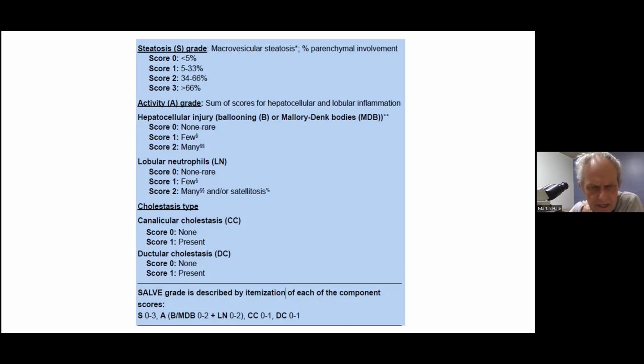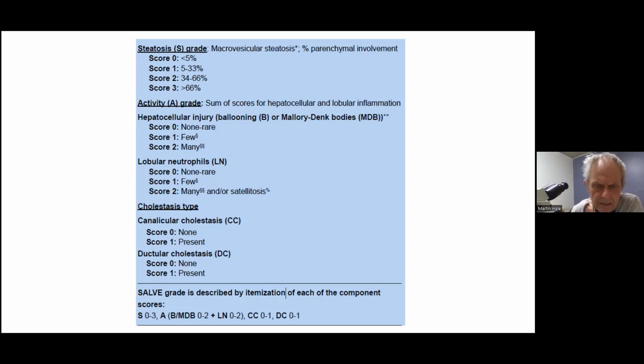And then the same discussion and separation is allocated to the number of neutrophils that are present in the lobules, whether they're absent, whether they're few, or whether they're readily recognized. Satellitosis refers to the peripheral cuffing of ballooned hepatocytes by neutrophils.